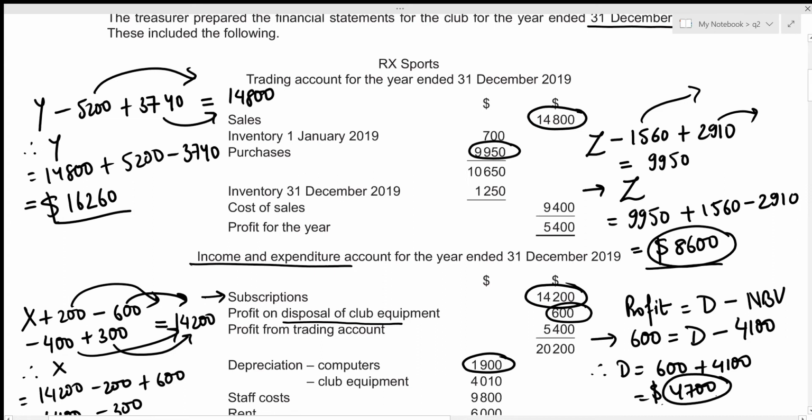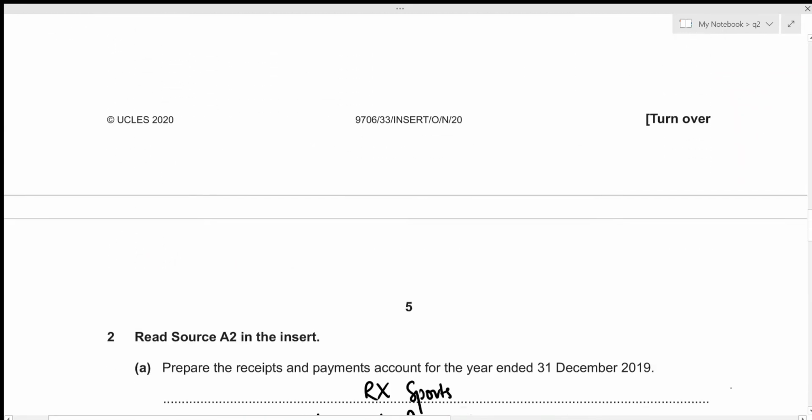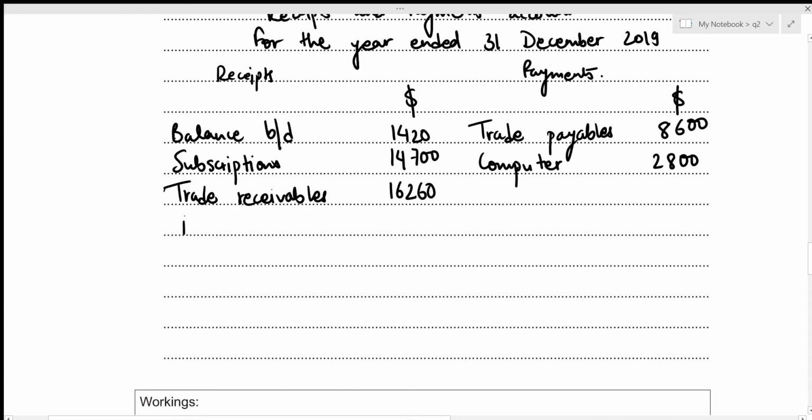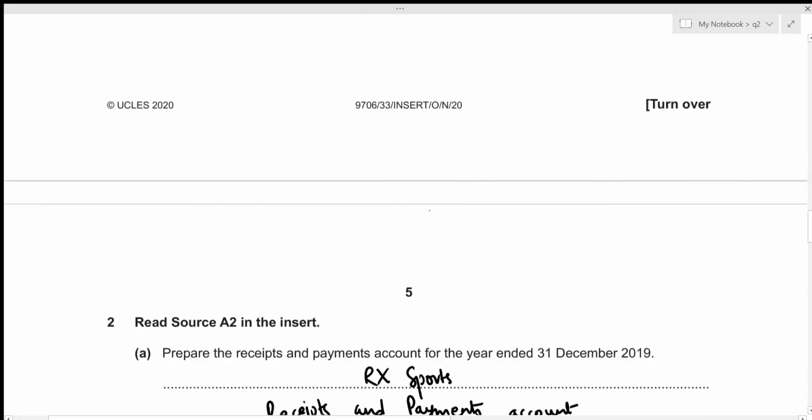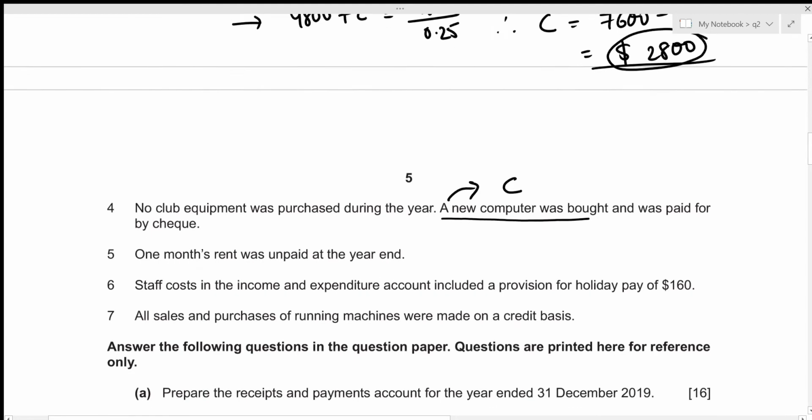So this is definitely some cash that we received, right, which should be recorded on the receipt side of our receipts and payments account, which means that this value of 4,700 goes towards our debit side. So let's record it under the heading of disposal of club equipment, which we figured out to be 4,700. Okay. Then we have completed the first information, second information, third information, fourth information.